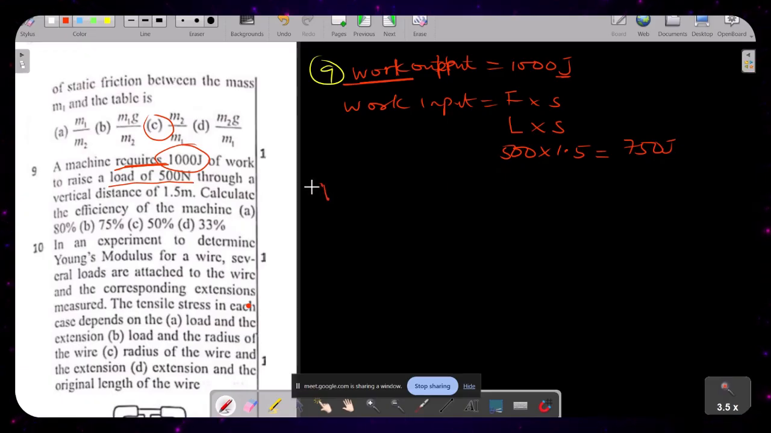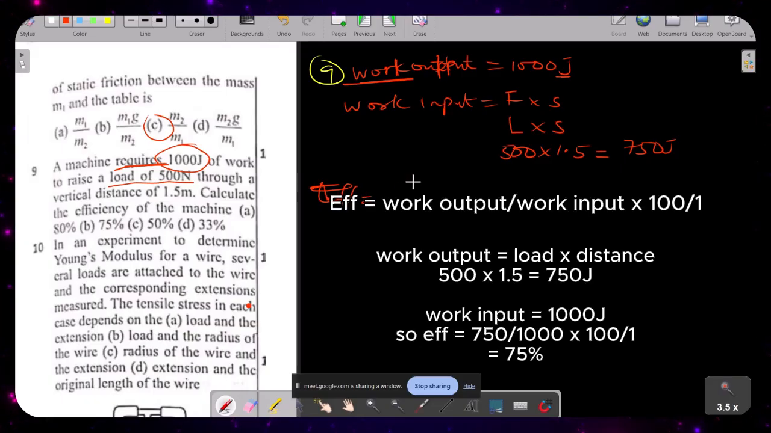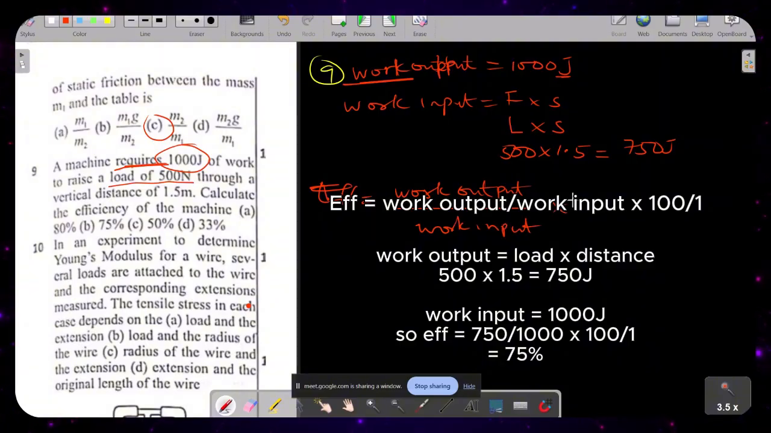So what formula do I use? They say I should calculate the efficiency. I'll just say efficiency is equal to work output over work input times 100 over 1. So what am I going to have here now? My output is already, I think I reversed it. Did I reverse it? Sorry, I think I reversed it. Let's proceed.